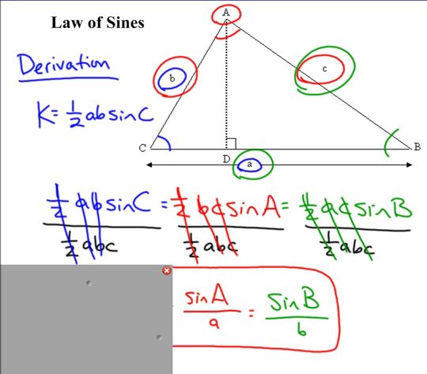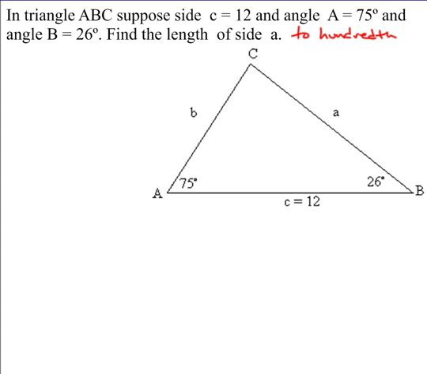Let's do two examples. First example I'd like you to write down is the following. We have triangle ABC. We're given that side C is 12, angle A is 75 degrees, and angle B is 26 degrees. Again, it's an oblique triangle. We can't use SOHCAHTOA. We can't use the Pythagorean theorem. We're going to find the length of side A to the nearest hundredth.